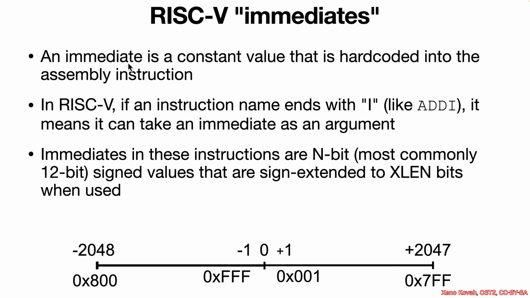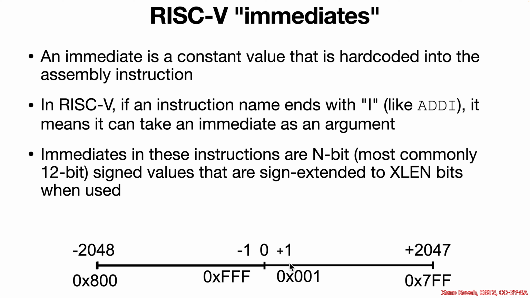So RISC-V immediates, again, an immediate is just a constant value that is hard-coded into the assembly instruction. It's just a special name for that type of constant. And in RISC-V, if you see assembly instructions that end in an I, that is usually indicating that it's a form that takes an immediate. So ADDI is not adding two registers together, it's adding a register to an immediate. Now immediates, if they're n-bit, most commonly 12-bit, are going to be signed values that are sign extended to XLEN bits, be it 32, 64, 128, before they're actually used.